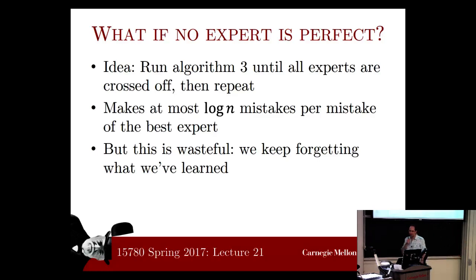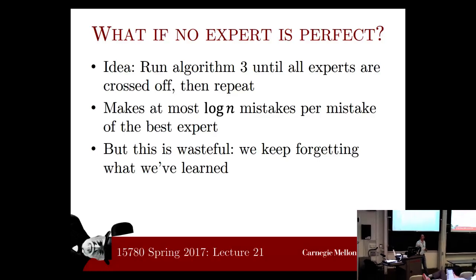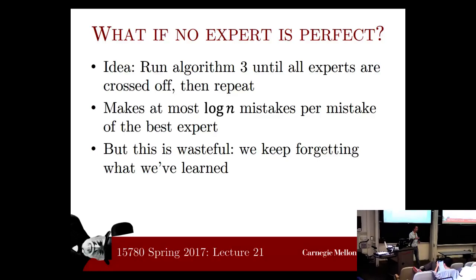Now, the cool thing here is that when we finish a full cycle, we know that each and every expert made at least one mistake. And by the same argument that we had before, we have made at most a logarithmic number of mistakes. So that means that we make at most log n mistakes per mistake of the best expert, because we're forcing every expert to make a mistake for every logarithmic number of mistakes that we make.